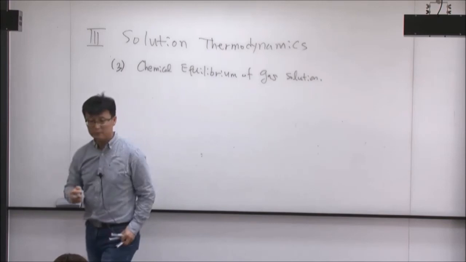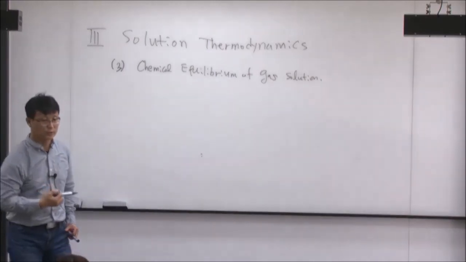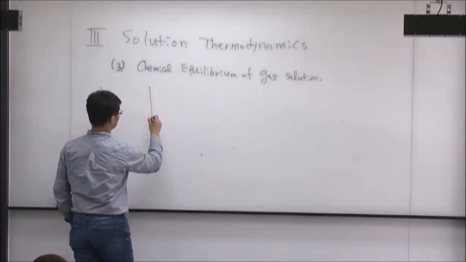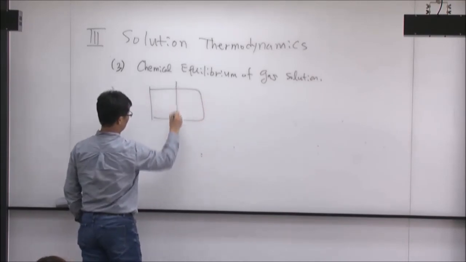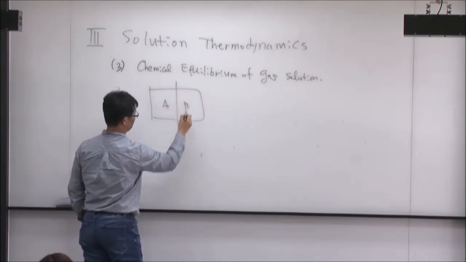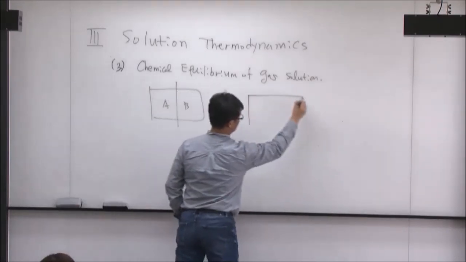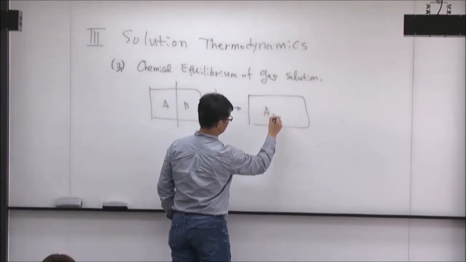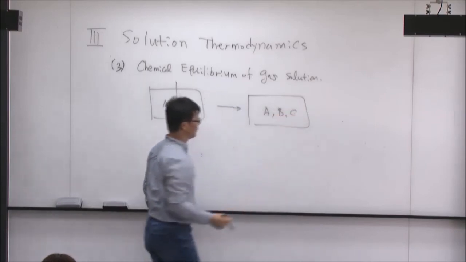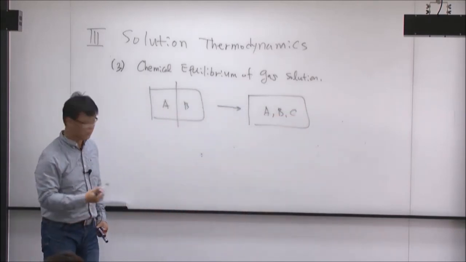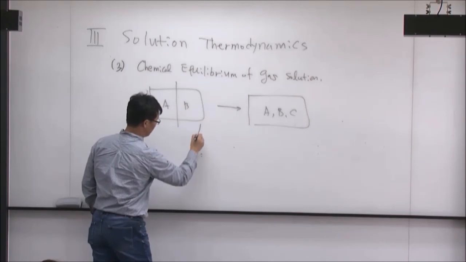So, chemical equilibrium of the gas solution phase. Let's assume, again, we have A phase and B phase separately, and let's assume there's a C phase forming too. So I'm assuming that there's a chemical reaction.